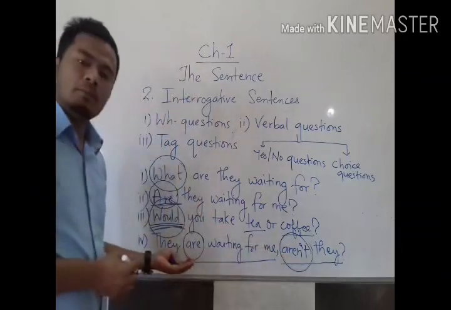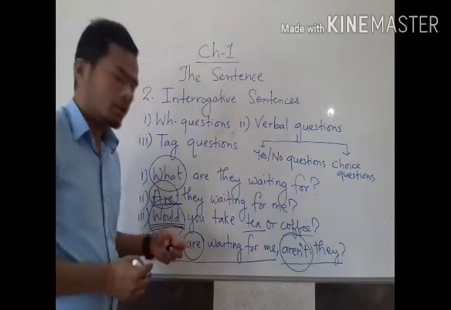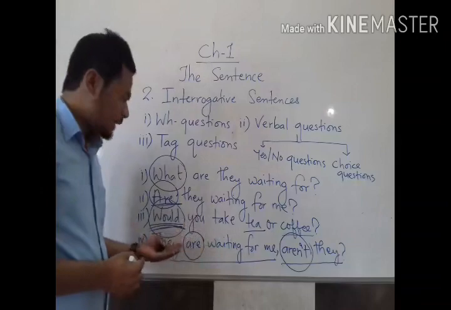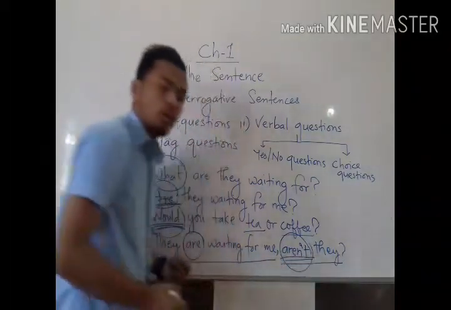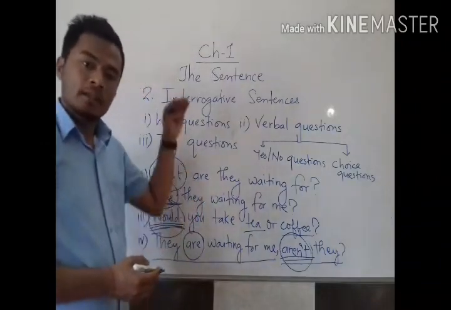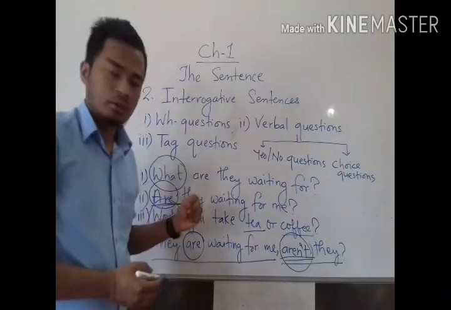If the statement is negative, like "They are not waiting for me," then the tag will be positive. They are not waiting for me. Are they? So this is an example of tag questions.